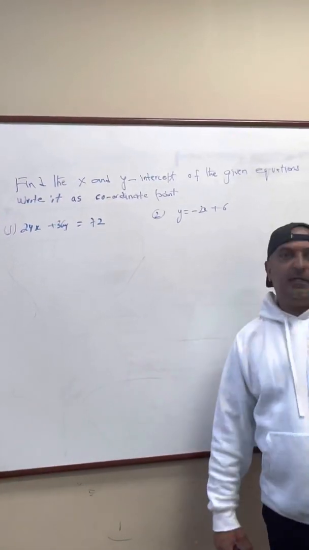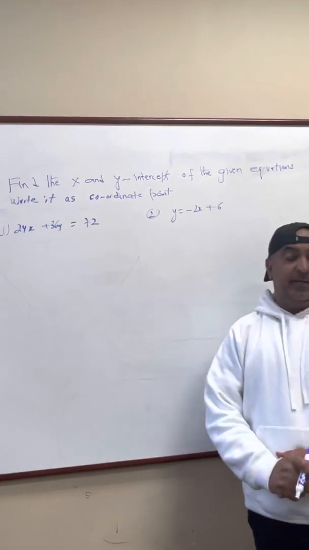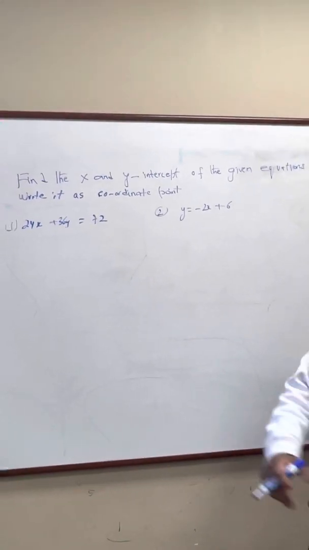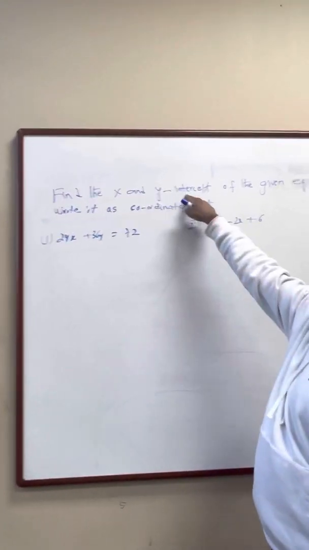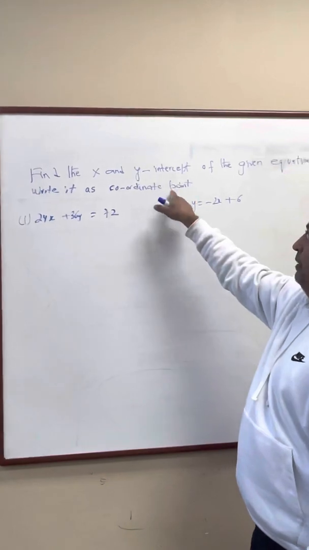My name is Tariq Malik and I am solving this question for one of my students who is in grade 9. So basically this is a question for grade 9. The question is: find the x and y intercept of the given equations. Write it as a coordinate point.